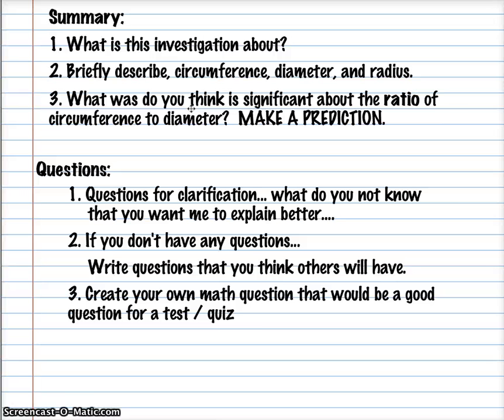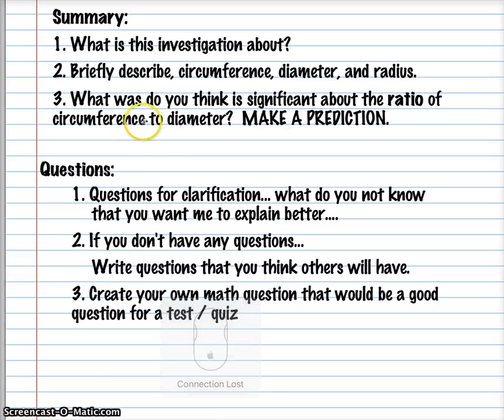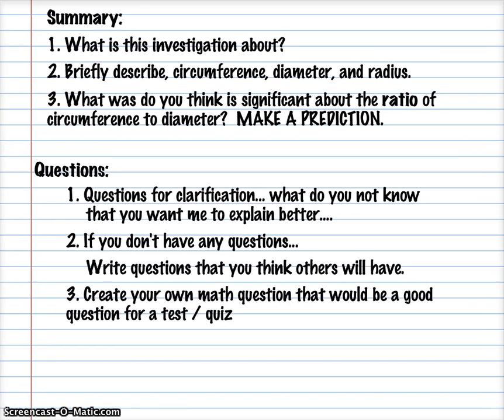Briefly describe what circumference, diameter, and radius are, because those are extremely important. And what do you think is significant about the ratio of circumference to diameter? So I mentioned that in 3.1. And what is that ratio, and why is it important?